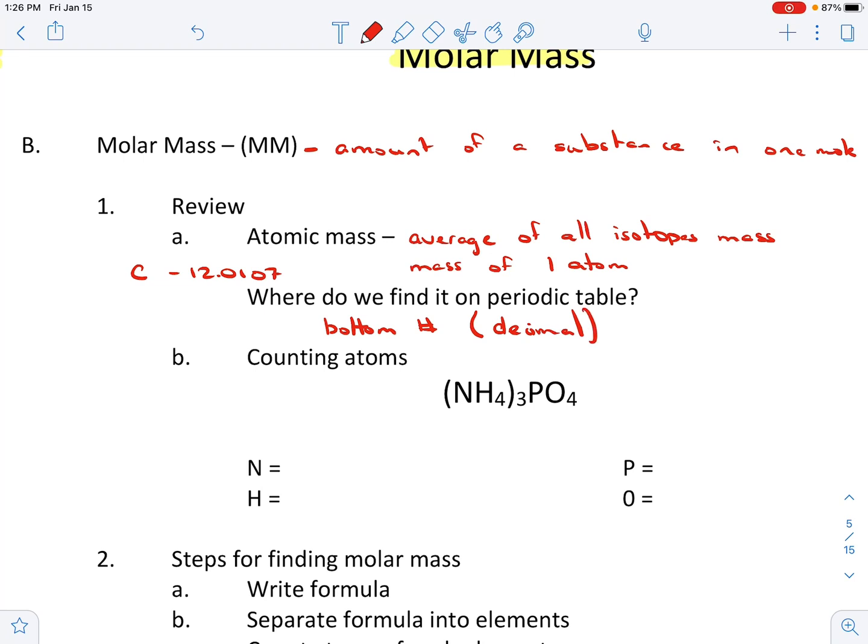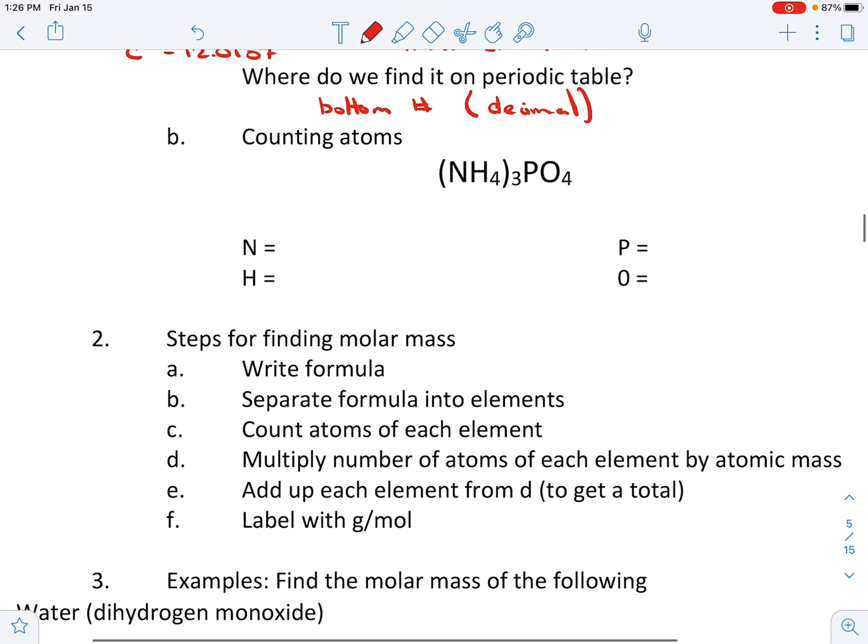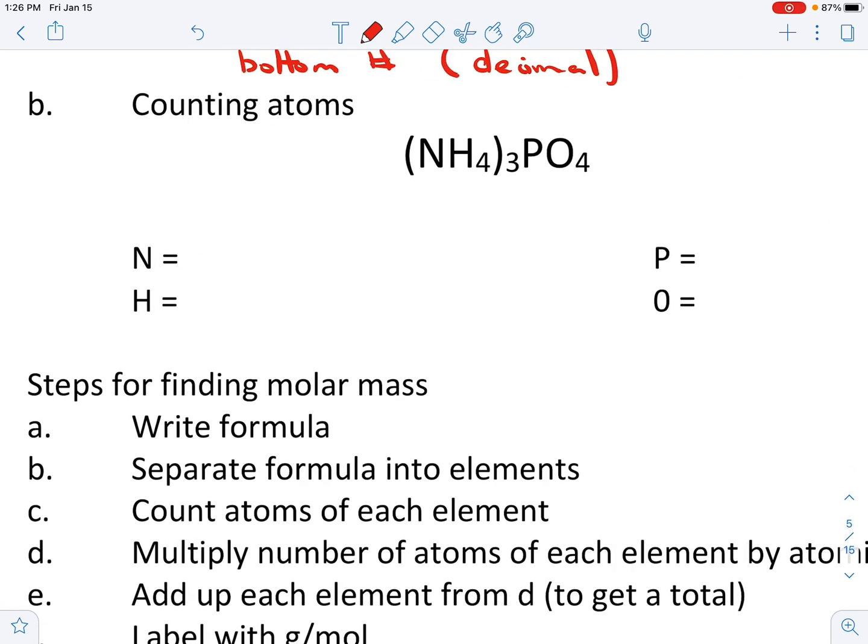Now, looking at formulas, we should be able to count the number of atoms. So we have a formula, N H4 in parentheses, 3, then P O4. What we want to know is how many atoms of each element do we have? If we look at that NH4 and then parentheses 3, the parentheses is just like in math where it is distributive. So that 3 goes for everybody in the parentheses. So we have 3 N's, and then 3 times 4, which is 12 H's. Now, don't be tricked with the P. There's no parentheses there, so it's only 1 P and 4 O's.